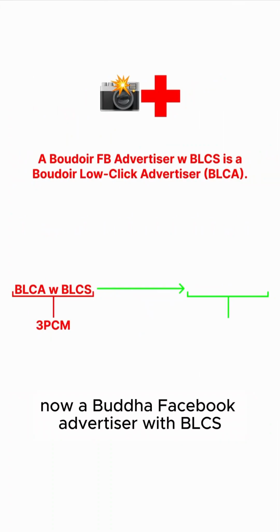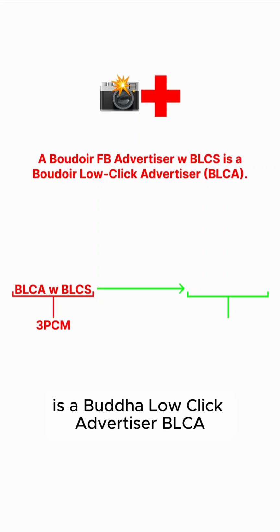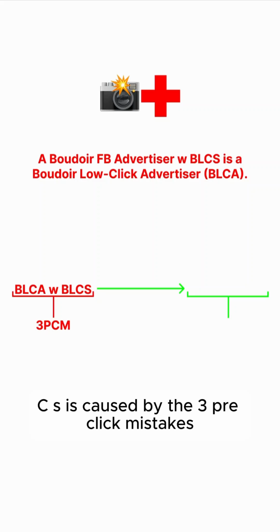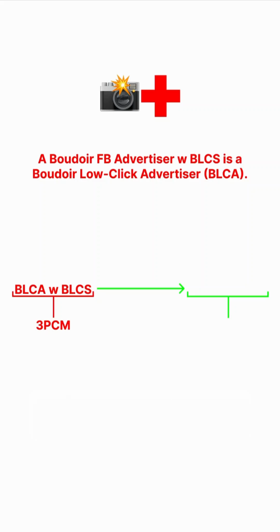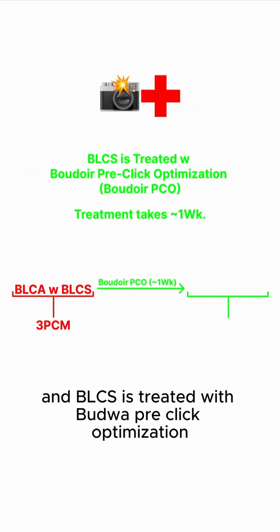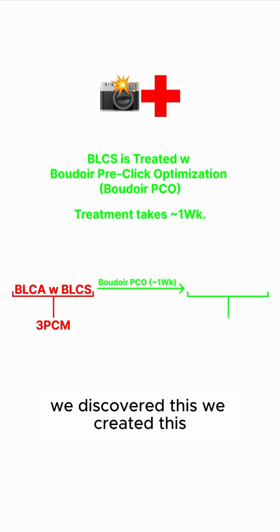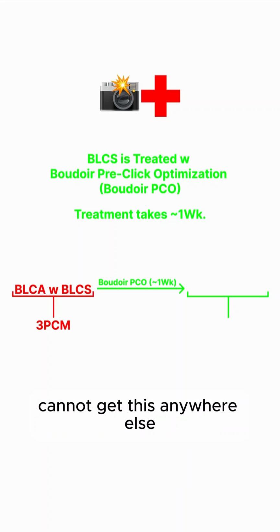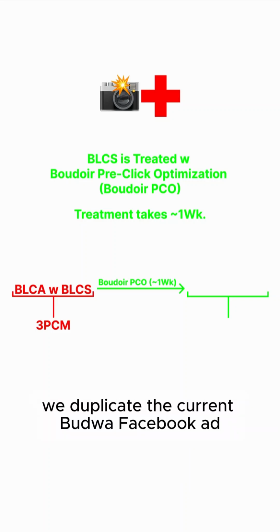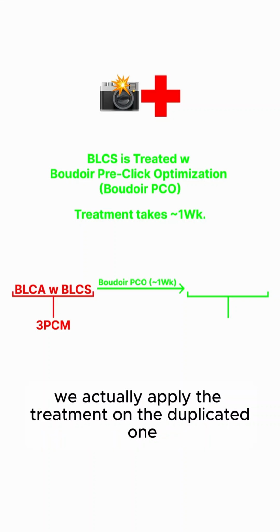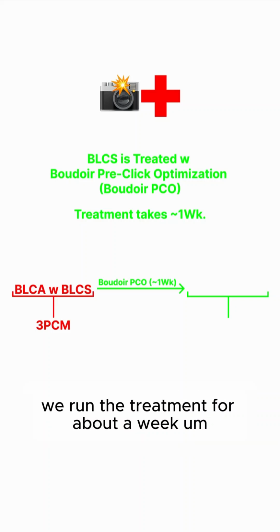Now, a Boudoir Facebook advertiser with BLCS is a Boudoir low-click advertiser, BLCA. So, you can see we're setting up our universe here. A BLCA with BLCS is caused by the 3 pre-click mistakes. And BLCS is treated with Boudoir pre-click optimization, Boudoir Pico. Treatment takes about a week. We discovered this, we created this, cannot get this anywhere else. The way the treatment works is we duplicate the current Boudoir Facebook ad, and we leave the original. And we actually apply the treatment on the duplicated one. We run the treatment for about a week.